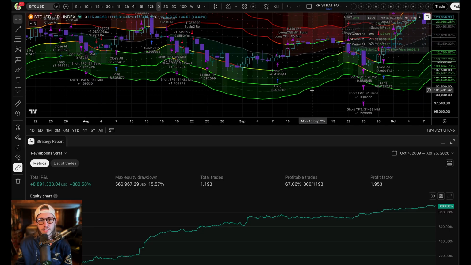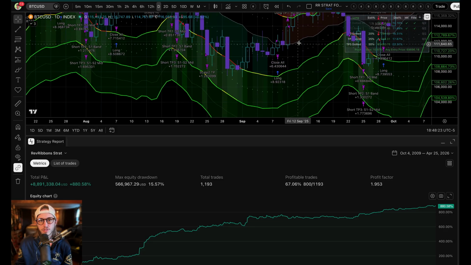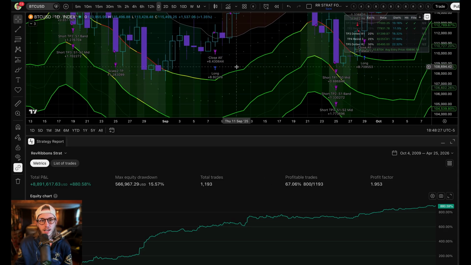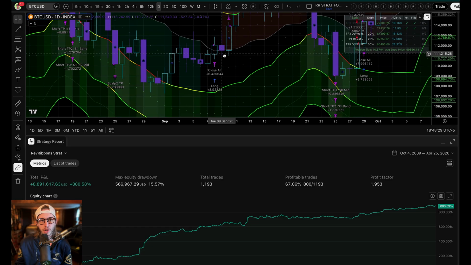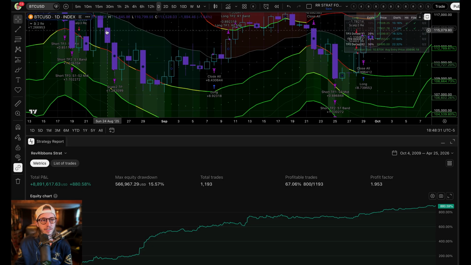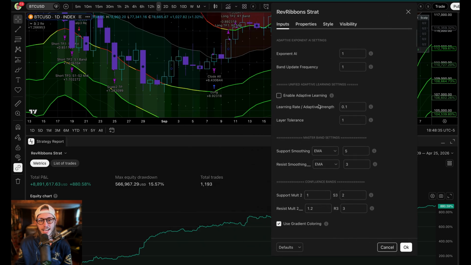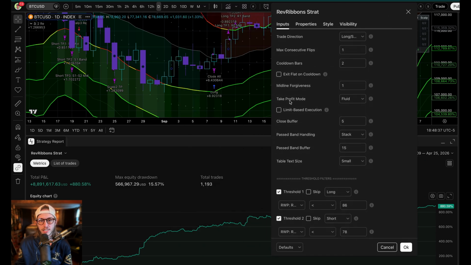Let me find that really fast. I believe this one right here is a great example of that, where it went long and then immediately closed below it. However, it stayed long. Now, there is something else that's really important to understand about this, because I have on this strategy the exit flat on cooldown off, which means it stayed long even though it closed below. So turning this on will actually make it exit right there, but it won't enter a short trade.